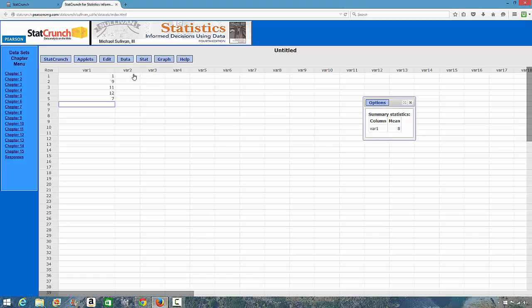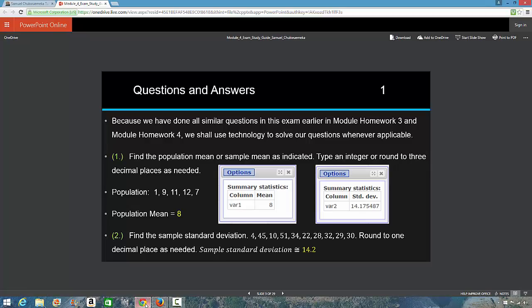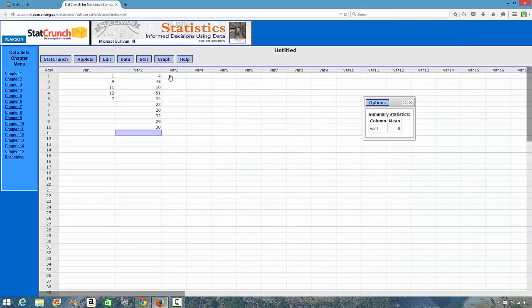So we can use variable 2 to put in our numbers: 4, 45, 10, 51, 34, 22, 28, 32, 29, 30. You want to make sure you count it. This is 10 here. So you want to make sure you count it so you're not skipping any number. 1, 2, 3, 4, 5, 6, 7, 8, 9, 10.